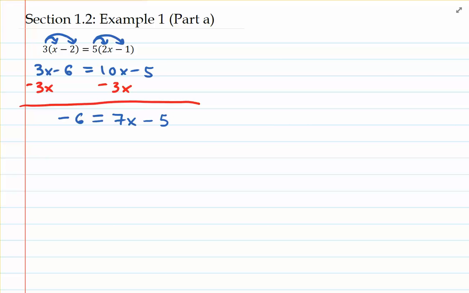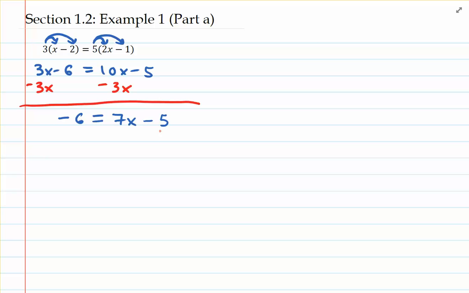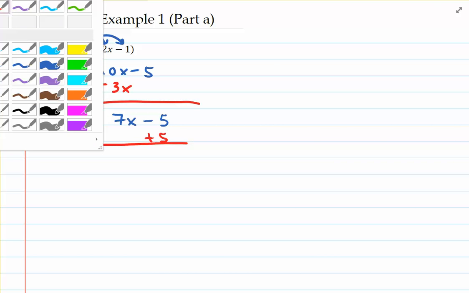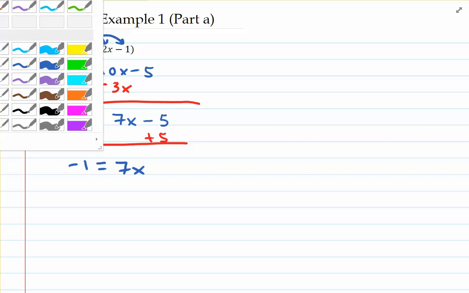Next, what we'll want to do is isolate x some more, and we can do that by adding 5 to both sides. On the left, we have negative 6 plus 5, giving us negative 1, and on the right-hand side, we have 7x. We're one step away from isolating x.